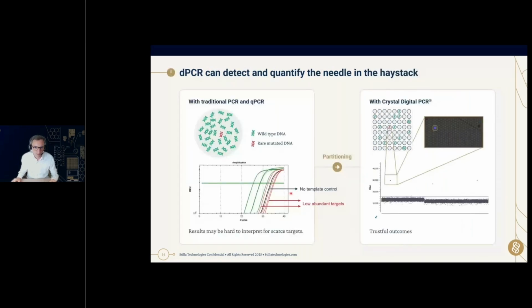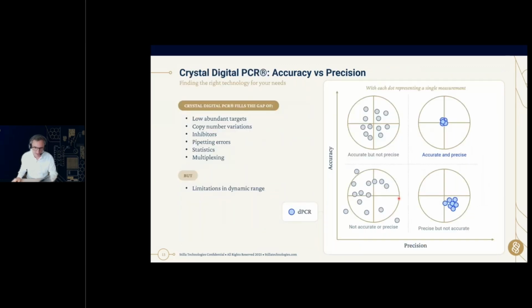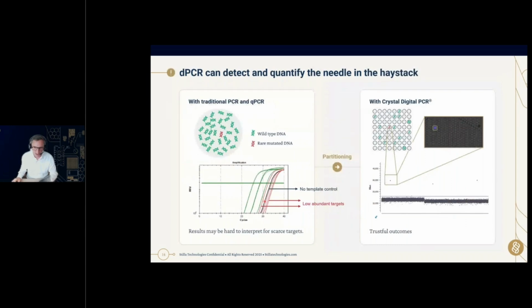Here I have an example from our own postdoc. This is a measurement of a GMO, and this is what we see once it gets a bit lower concentrated. We have the no template control, and the low abundant targets are dancing around the low template control. So this is what we are talking about when we say not accurate or precise, we get something like that. So we cannot rely on that.